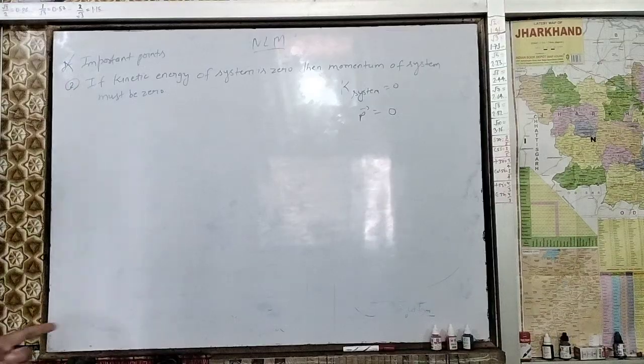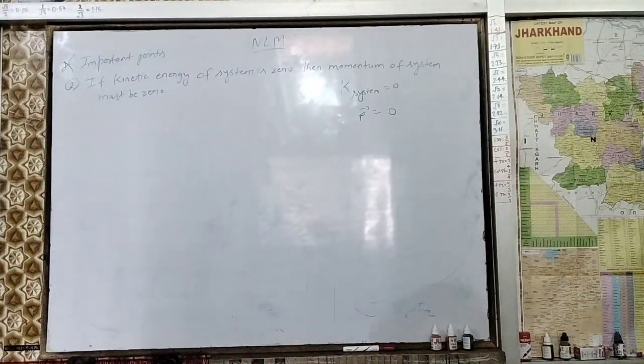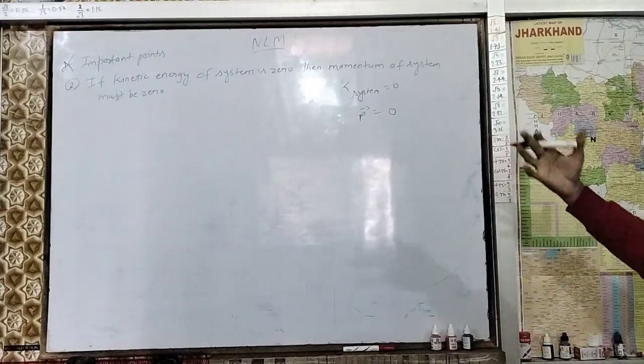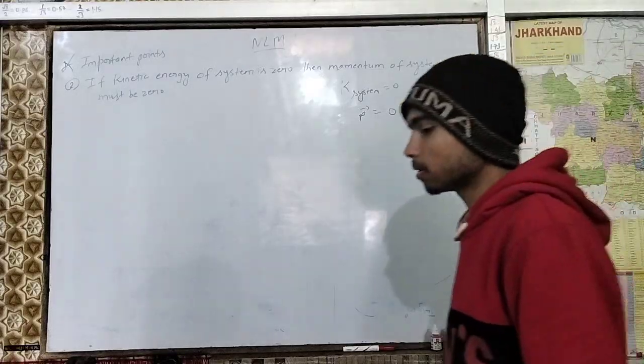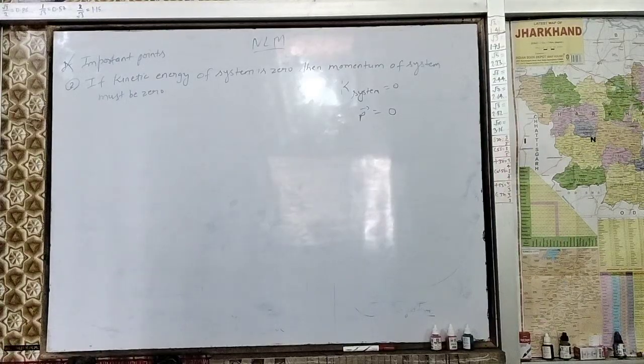Previously we saw that momentum was coming as 0. Right now, kinetic energy is coming as 0. So remember, if kinetic energy is 0, then momentum will be 0. But if momentum is 0, it doesn't mean kinetic energy will also be 0. Kinetic energy may or may not be 0. But if the kinetic energy of the system is 0, you can be sure that momentum will be 0.